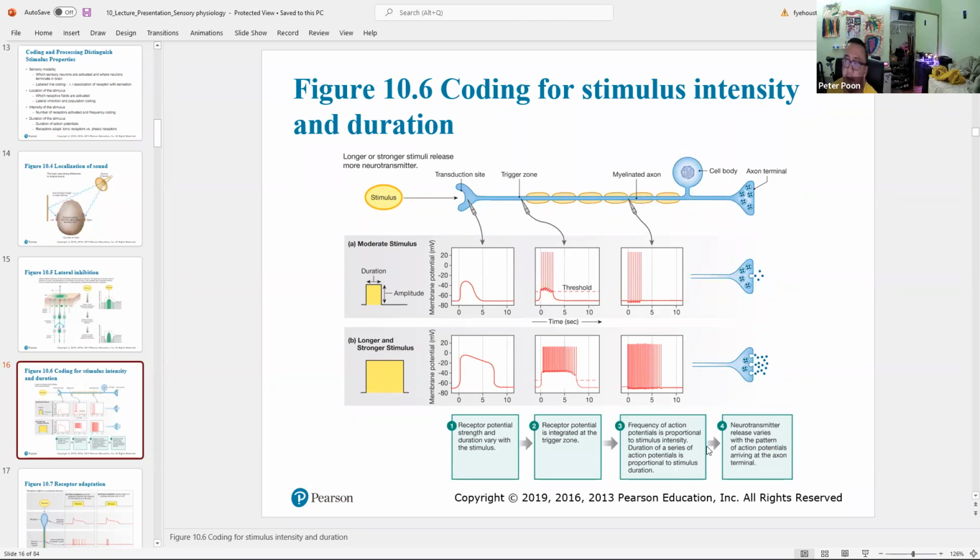How you code for stimulus intensity and duration. So here is the duration and amplitude. Here you get a longer stimulus and a stronger stimulus. You get more firing of the action potentials, and more firing of the action potentials releases more neurotransmitter. More neurotransmitter equals stronger signal.